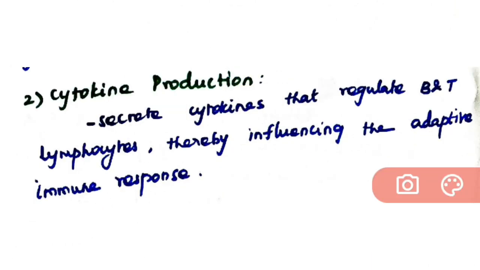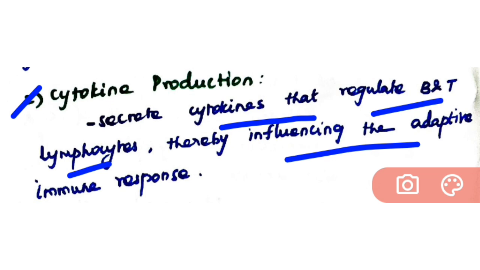The next function is cytokine production. It secretes cytokines that regulate B and T lymphocytes. Thereby, it also influences the adaptive immune response.